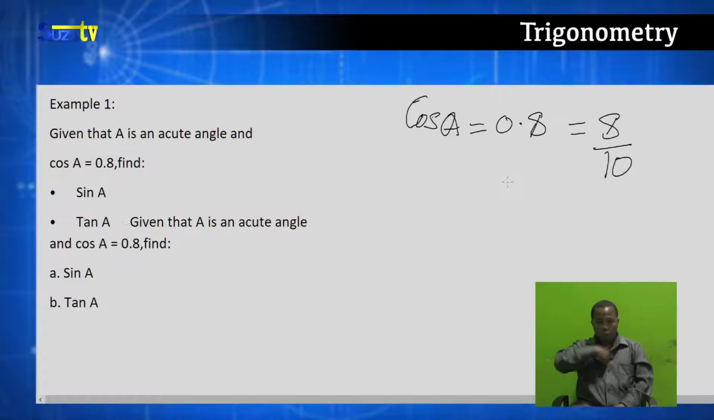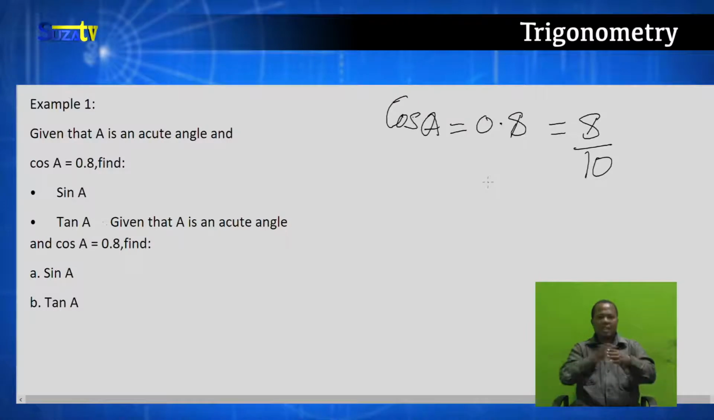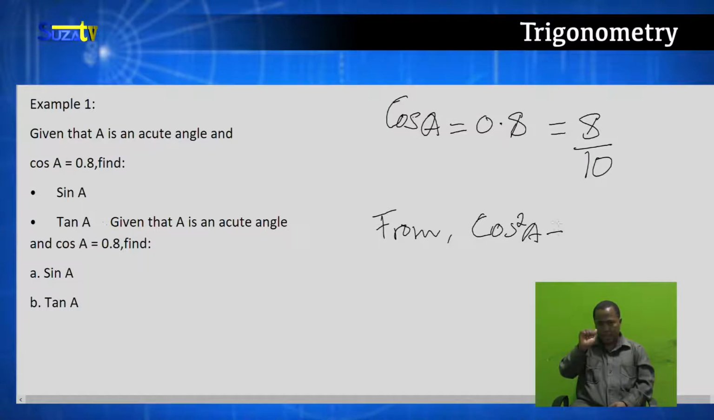Remember that from this lesson, we have got some relationships between cos, sine and tangent, especially when we talk about complementary angles. So one of the relationships is that cos squared A plus sine squared A is equal to 1.